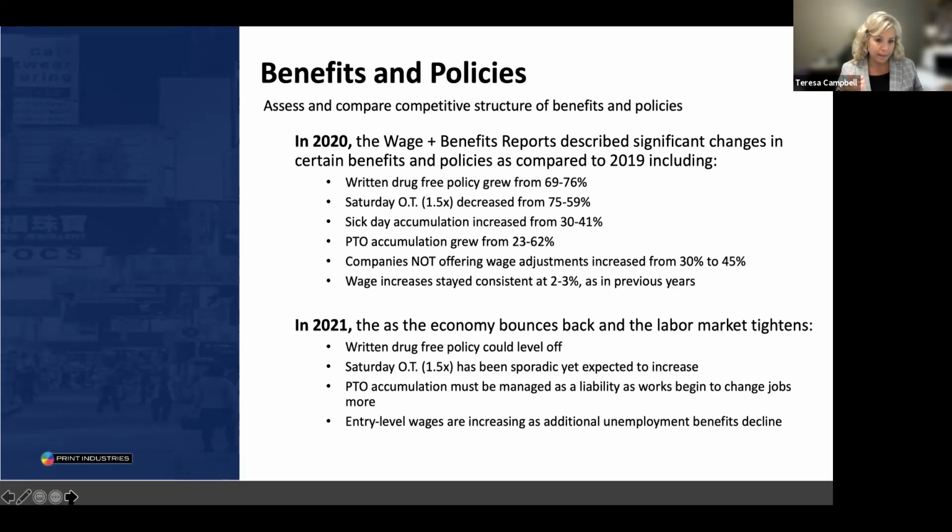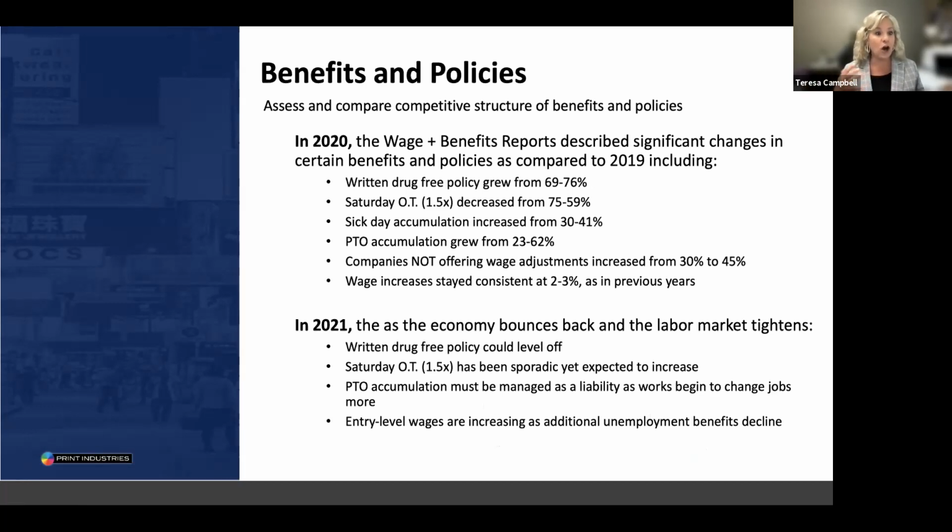So if you look at 2019 to 2020, the written drug policy actually grew from 69% to 76%, where Saturday overtime decreased, sick time or PTO increased. That's a big deal. Of course, we saw companies not offering wage adjustment increases, and that was due to COVID. But in general, increases for those that did give them stayed the same, about 2 or 3% over the previous year. Now, those things that are important that are going to affect your companies are, what does the written drug policy look like going forward?